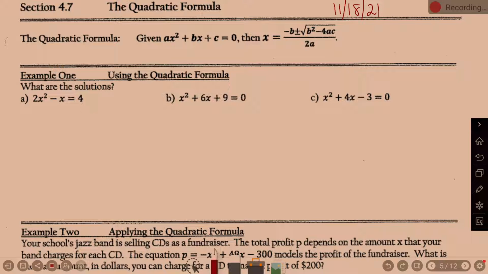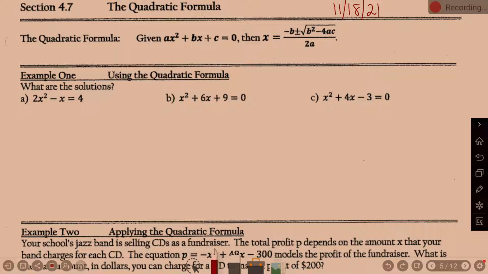Okay, so lesson 4.7 is quadratic formula. Lesson 4.5 was factoring. When factoring fails, we can move on to other methods. 4.6 was completing the square and solving using square root. So those are options, depending on the setup of the problem.